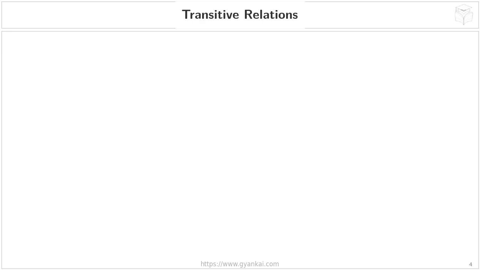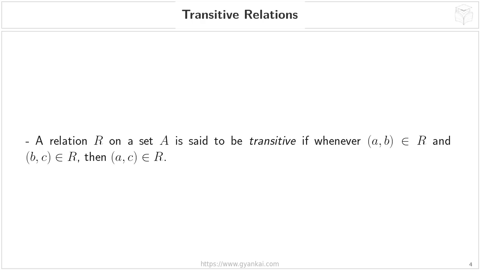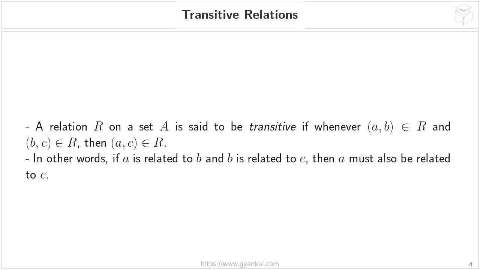Transitive relations. So let's move on to our next type of relation, transitive relations. As we discussed on the previous slides, understanding these properties, reflexive, symmetric, and now transitive, helps us classify and better understand relations. And as you'll see on the next slide, these properties are crucial for defining something called an equivalence relation. Now the slide states, a relation R on a set A is said to be transitive if whenever (a, b) is in R and (b, c) is in R, then (a, c) is in R.